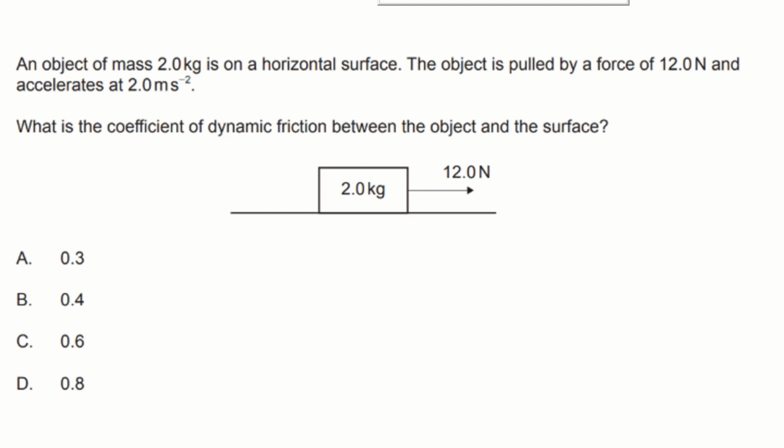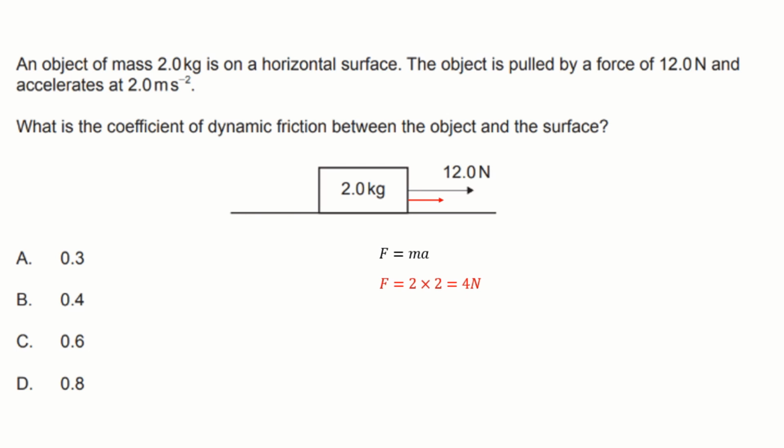Now, in any kind of situation like this, it's always worth working with what you've got. You're told that the object has a mass of 2 kilograms and an acceleration of 2 meters per second squared. And so therefore, we can calculate the resultant force using F equals ma. Now that will be F equals 2 times 2, which is 4 newtons. What this is saying is that there is a resultant force to the right, which has a magnitude of 4 newtons.